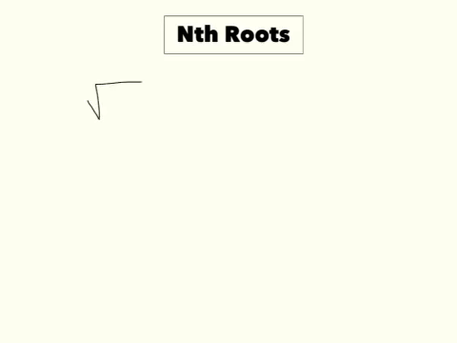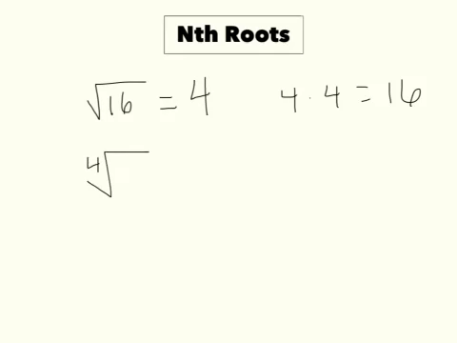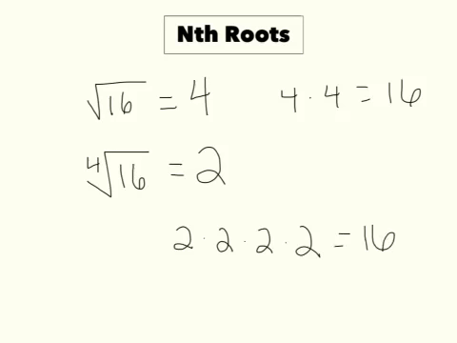We've been working with square roots. So the square root of a number, square root of 16, is 4. And that's because 4 times 4 is 16. Now we're going to be working with nth roots, which is the 4th root of something, or the 5th root, or the 6th root, and so forth. So the 4th root of 16 is 2. And that's because 2 times 2 times 2 times 2 would equal 16. So that's 4 of the 2's. So the 4th root of 16 is 2.